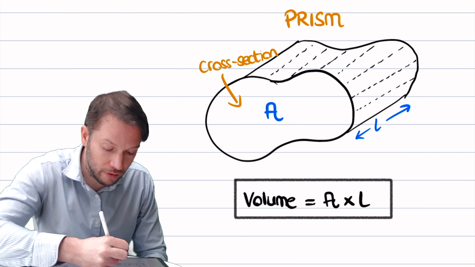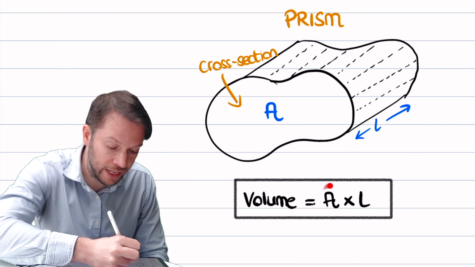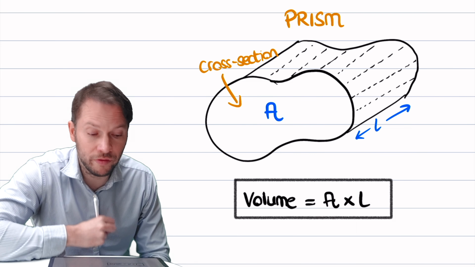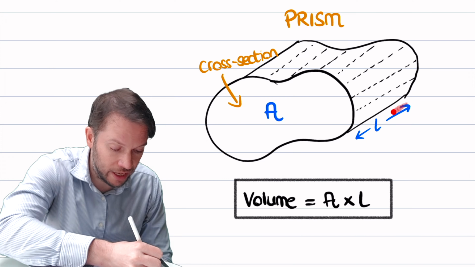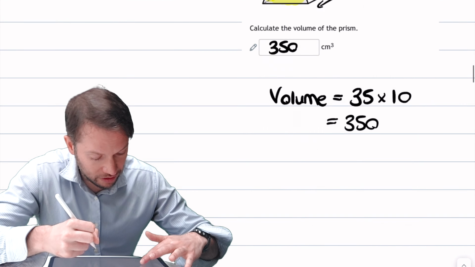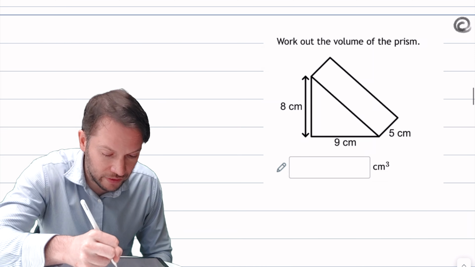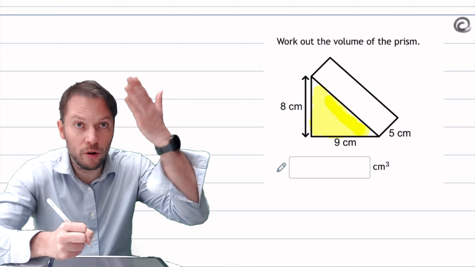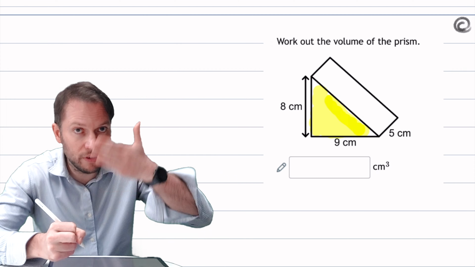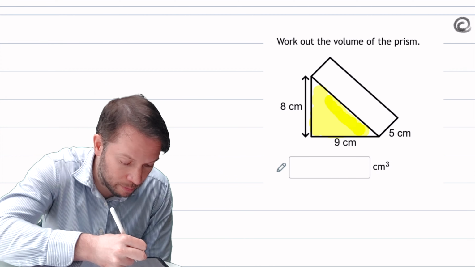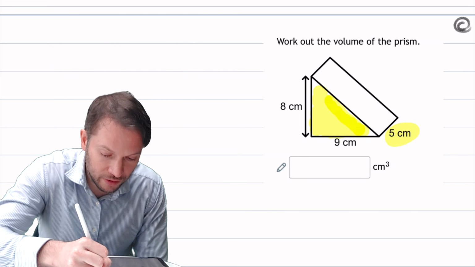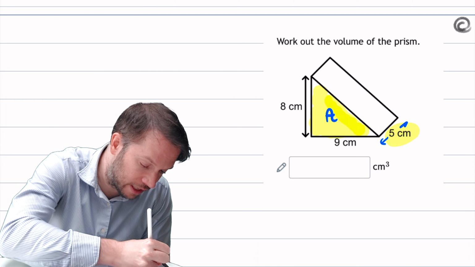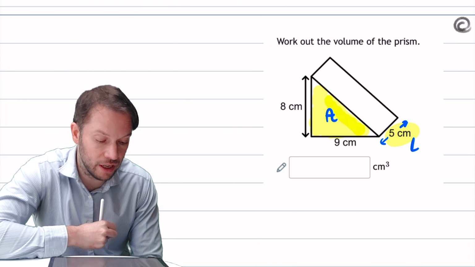And we saw that the volume was equal to the area of this cross-section multiplied by the length of the prism, which is here, right? So let's apply that formula to this problem. We need to find the area of this cross-section because wherever we chop this triangular prism, we're going to see that triangle, aren't we? And then we're going to times it by this length, which is here. So this is your A, the cross-sectional area, and this is your L, the length of the prism.